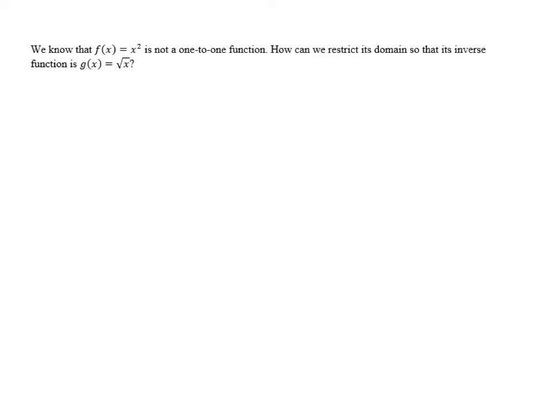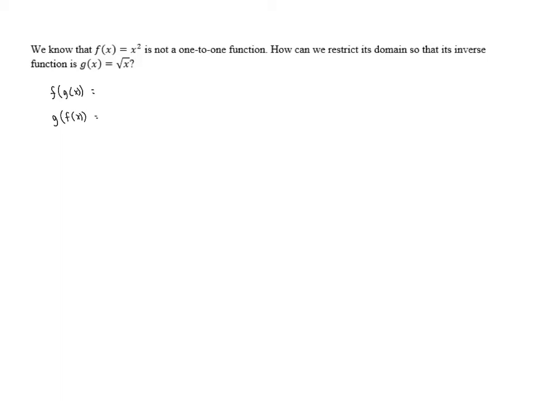We know that f of x equals x squared is not a one-to-one function. How can we restrict its domain so that its inverse function is g of x equals square root of x? What we can do here is we can try and look at the compositions of functions f of g of x and g of f of x.